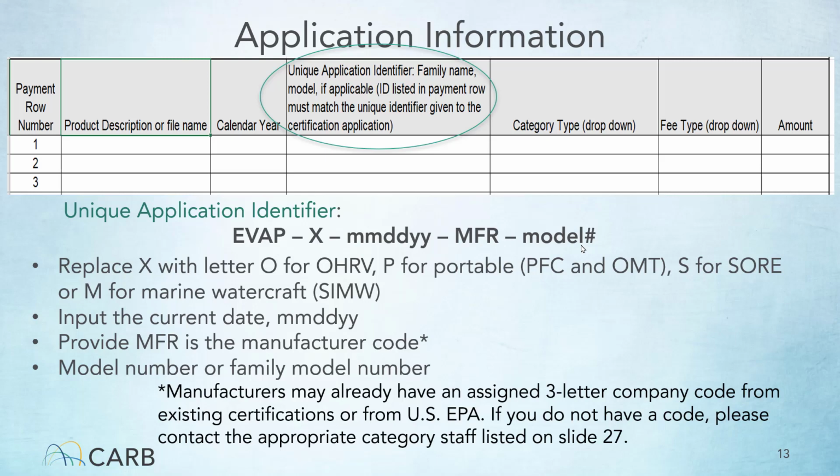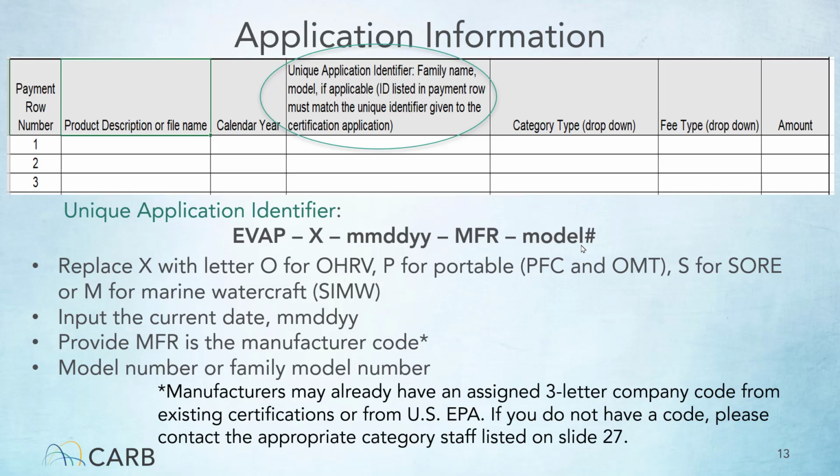The four options are O for OHRV or Off-Highway Recreational Vehicle category, P for portable category, which includes PFCs, portable fuel container, and portable OMT, outboard marine tank, S for SORE, or small off-road engine, or M for marine watercraft, which is the category Spark Ignition Marine Watercraft, or SIMW.